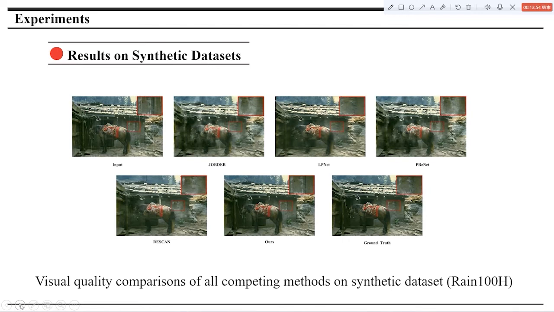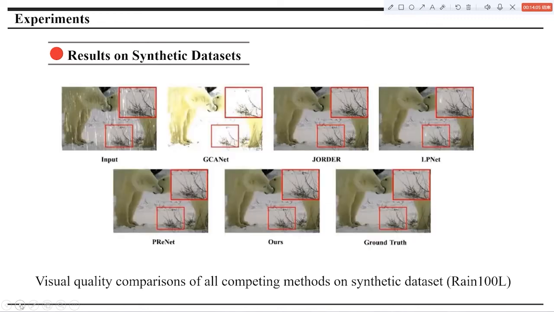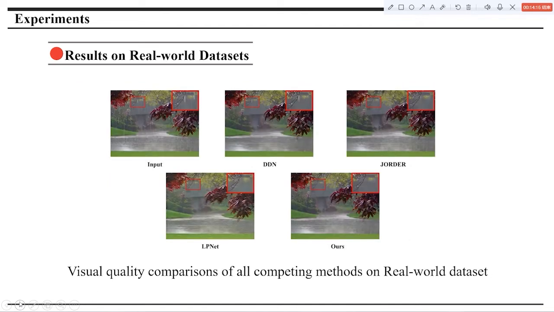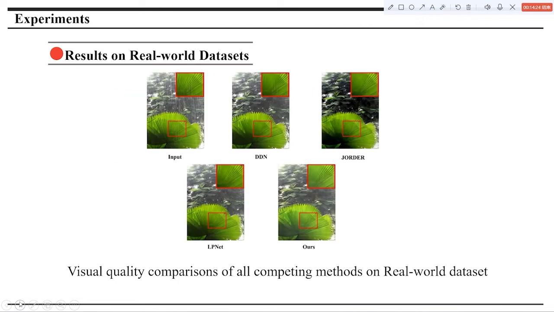This picture is about visual quality comparisons of all compared methods on the static dataset, Ring 100H. This picture is the visual quality comparison of all compared methods on the static dataset, Ring 100L. This is about results on real-world datasets. It can be found that the proposed method has better ring removal effect and detail retention.